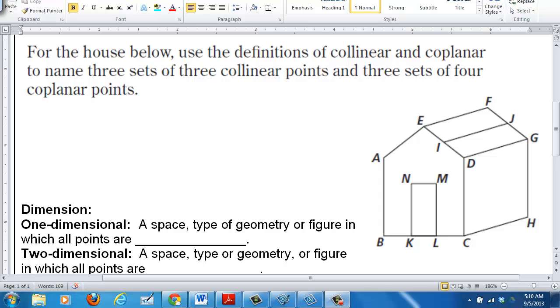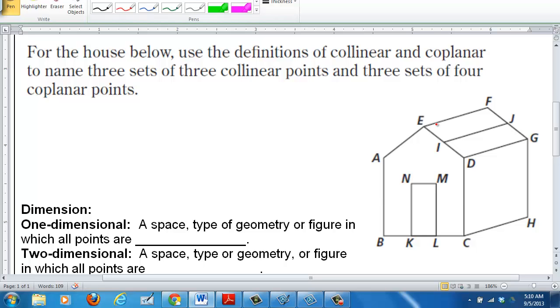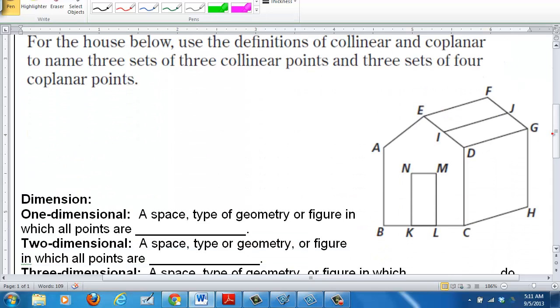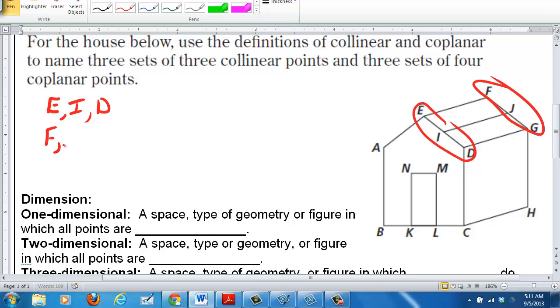We're talking about points that lie on the same line. So a good example of that would be this line right here. And as you look at that line, whoops, moved on me there. As you look at that line, E, I, and D are all on that same edge. Therefore, we would say that those points are collinear. Okay? So would F, J, and G. They're all on the same line. Therefore, we would say they are collinear.